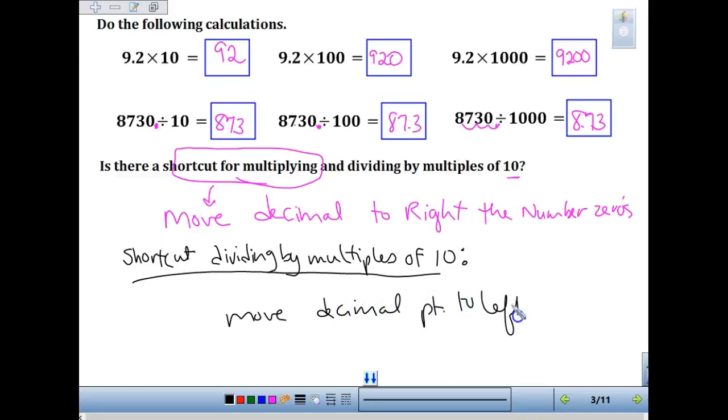And how are we moving it? How do we decide how many places to the left? By the number of zeros again. By counting the number of zeros. Okay? So we want to continue that as we look at that next page down in your notes. Okay?